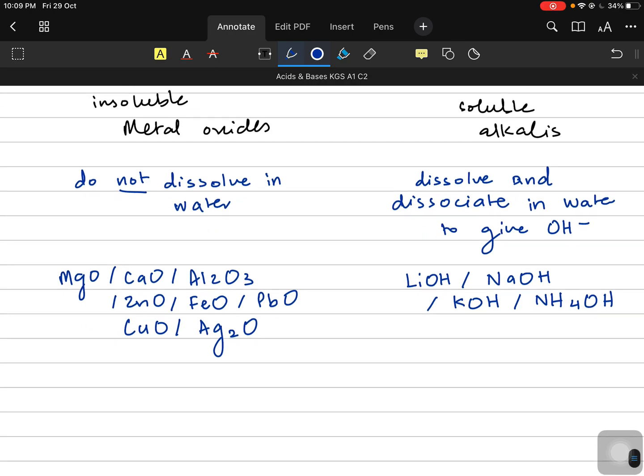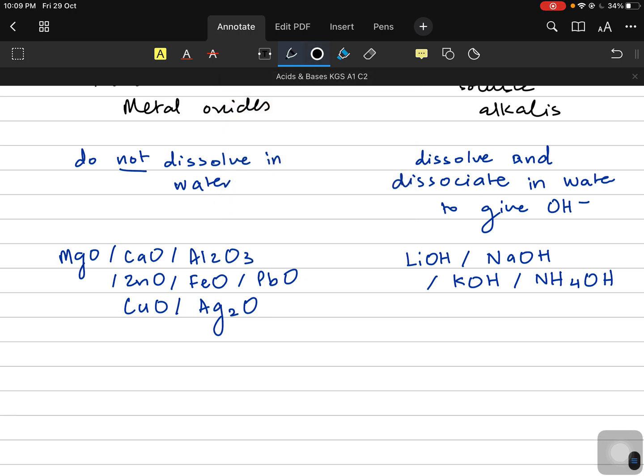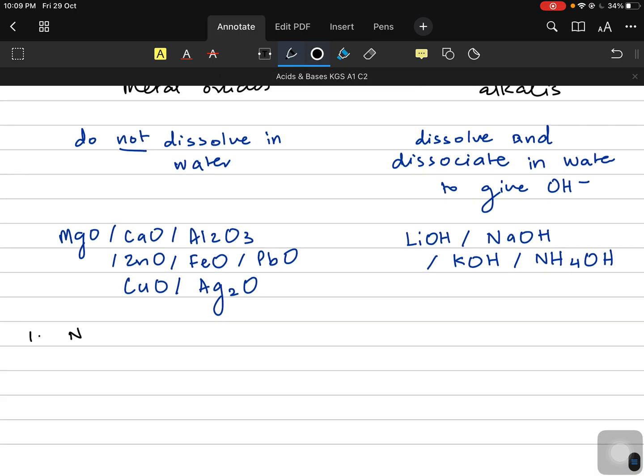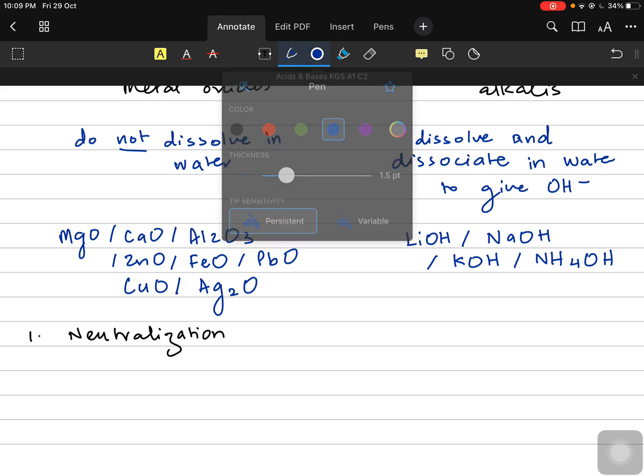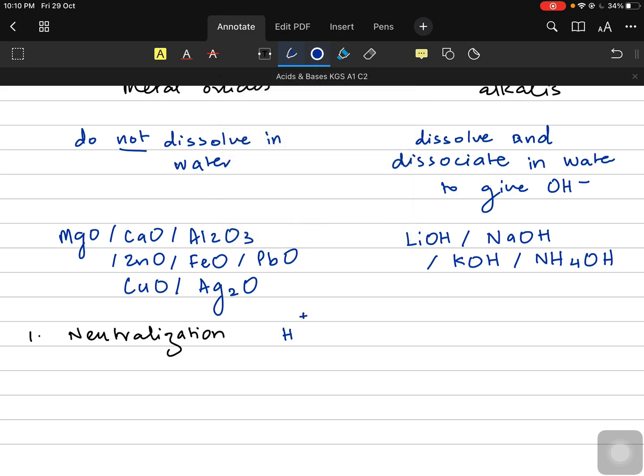So alkalis or bases have two reactions. Number one is obviously neutralization reactions. So the first thing they do is neutralization. We know that they react with acids to make salt and water. So H plus from the acid reacts with the OH minus from the alkali to give you H2O. So this is neutralization. We already have talked about it.